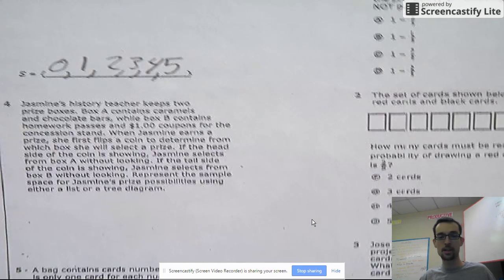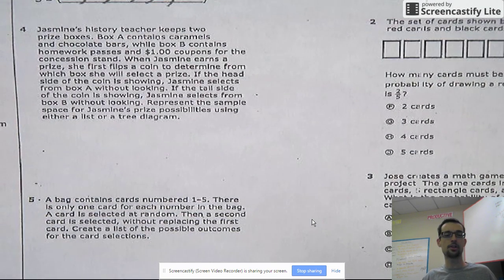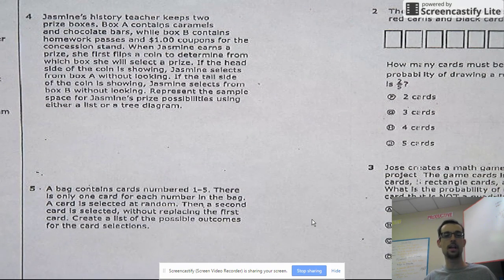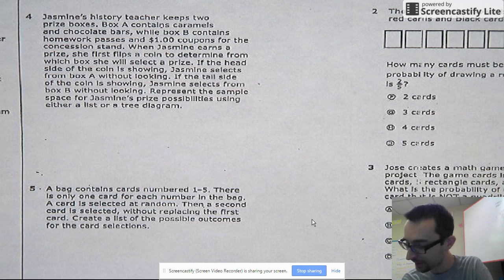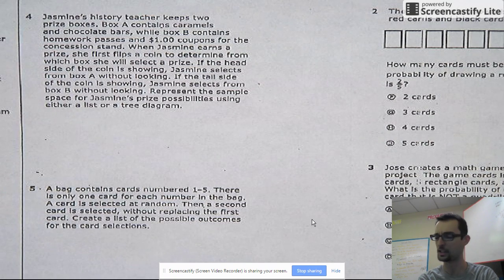All right. So going on to Jasmine. Shout out to Jasmine. Jasmine's history teacher keeps 2 prize boxes. Box A contains caramels and chocolate bars, while Box B contains homework passes and $1 coupons for the concession stand. When Jasmine earns a prize, she first flips a coin to determine from which box she gets to select a prize. If the head side of the coin is showing, Jasmine selects from Box A without looking. If the tail side is showing, Jasmine selects from Box B without looking. Represent the sample space for Jasmine's prize possibilities either using a list or a tree diagram.